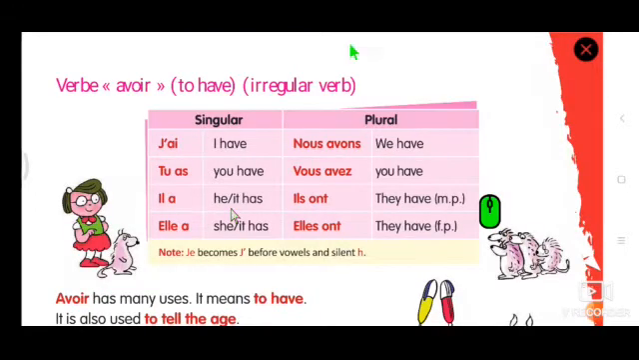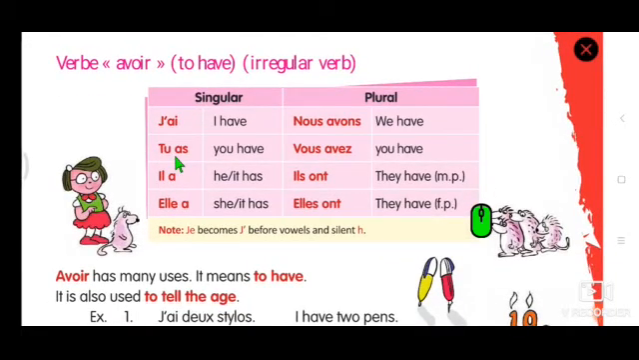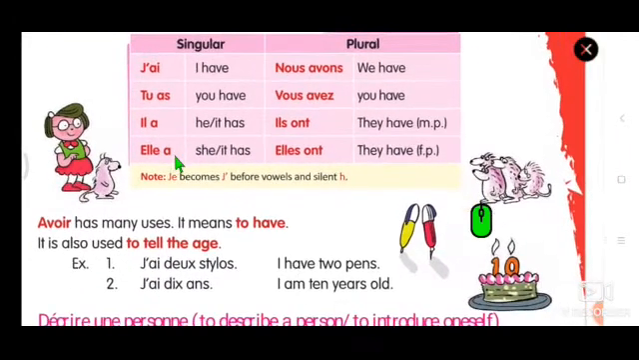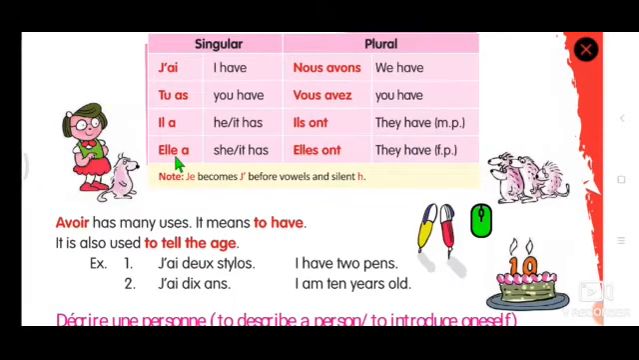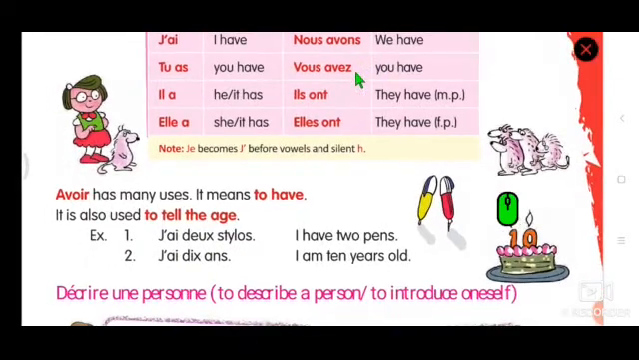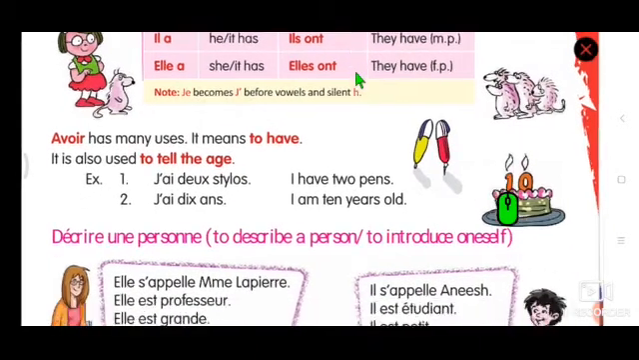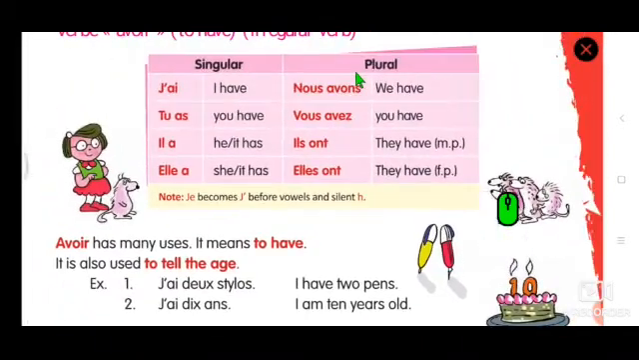Now let's revise our verb conjugation. J'ai, tu as, il a, elle a, nous avons, vous avez, ils ont, elles ont. Let's do it once again.